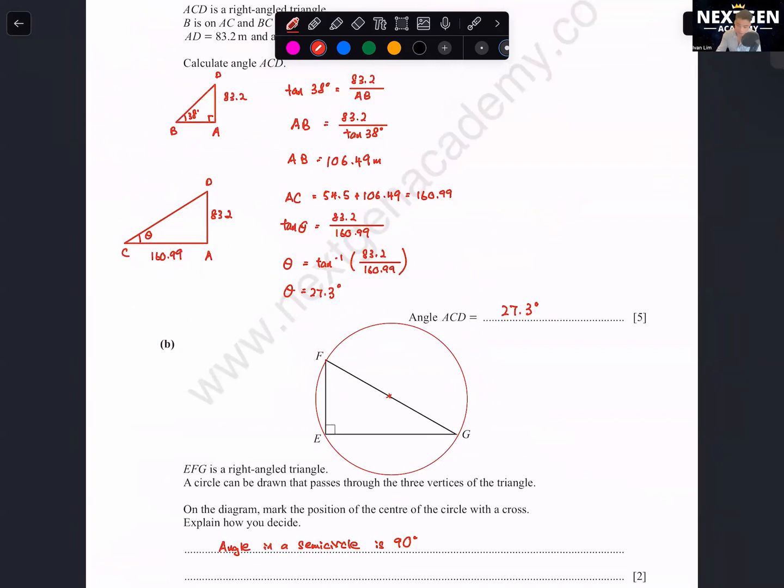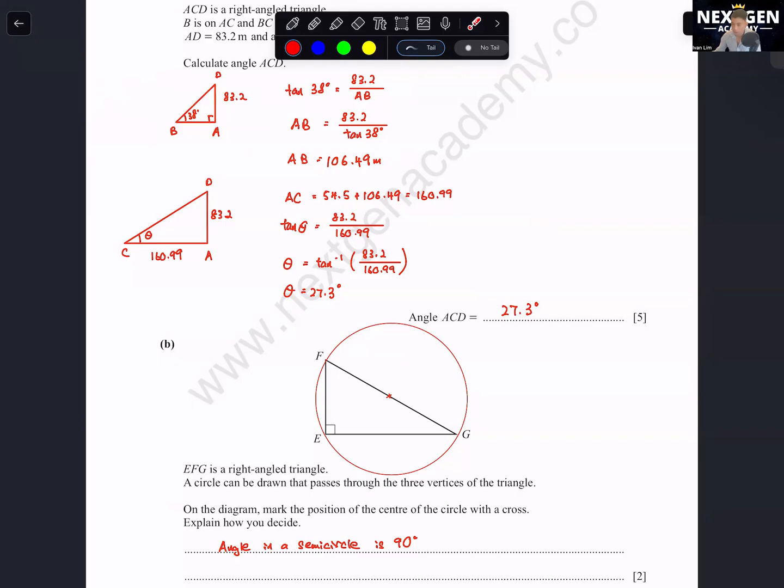Your answer is 106.49, correct lah. You're doing halfway only. You need to continue for this triangle. Can see it? 106.49 is not wrong. It's just the first part of the question. Haha. Okay, got to add it up.